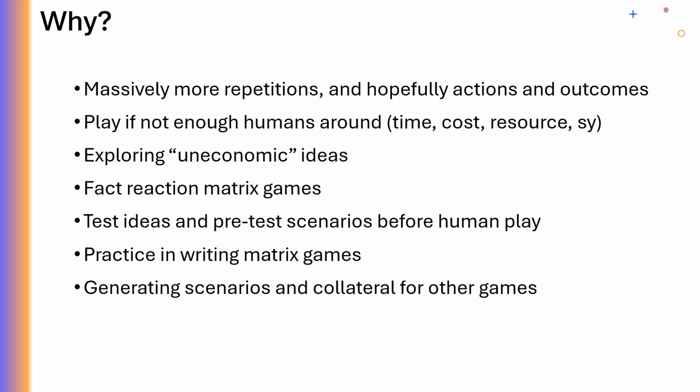As a link to the idea about uneconomic, you can use this to test ideas and to pre-test scenarios before human play. So if you're working on a Matrix game that's intended for human play, why not write it, give it to ChatGPT, get ChatGPT to play the game through, see if you feel it works, try out some different ideas, see whether or not you can break it. So hopefully that means that you've got a whole bunch of virtual playtesting sorted out before the actual game goes anywhere near a human.